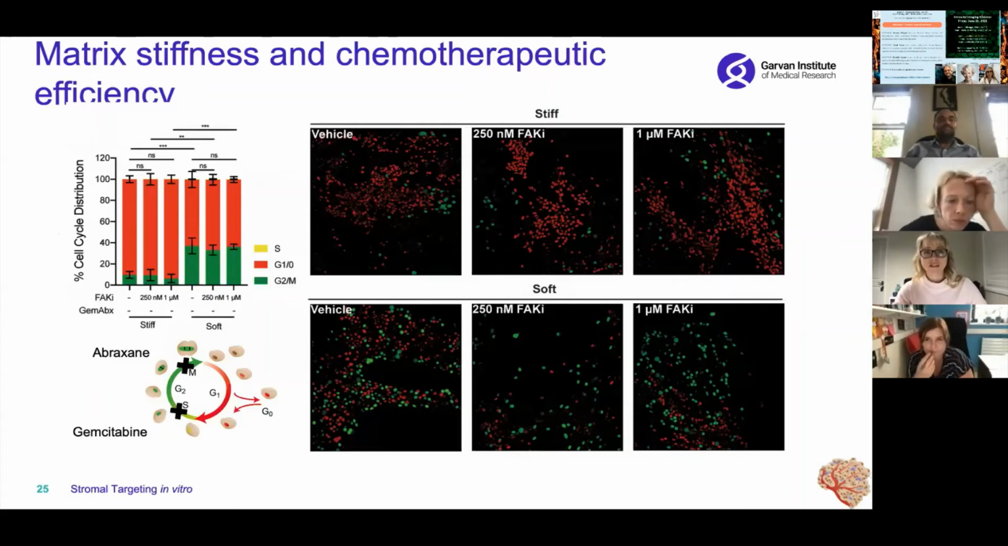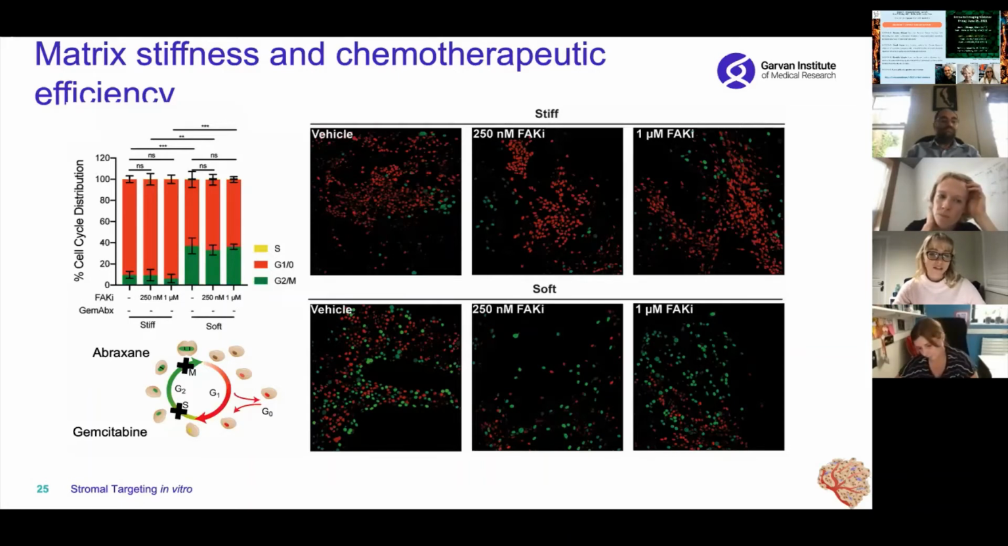Now, in our stiff matrix condition up the top, what we see is that most of the cells are actually in G1 phase and dividing. And when we added our FAK inhibitors on top of this, there was no change in the distribution of cells in different phases of the cell cycle. What was really interesting is that on the softer gels, when we compared this to the stiff gels, we saw a shift in the distribution of cells in G2M.